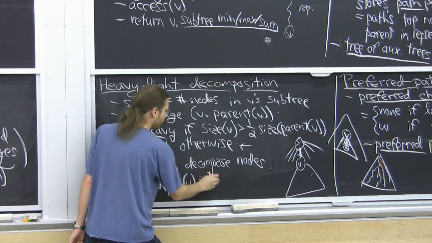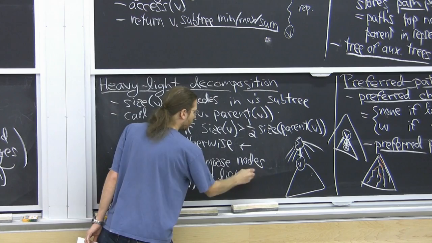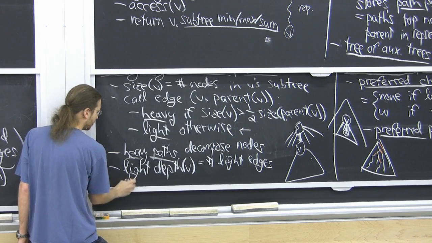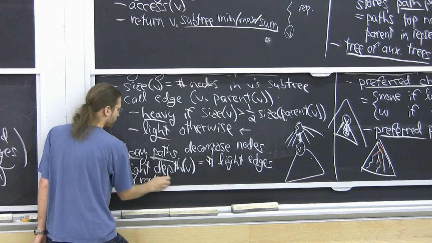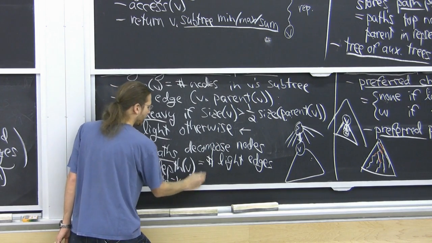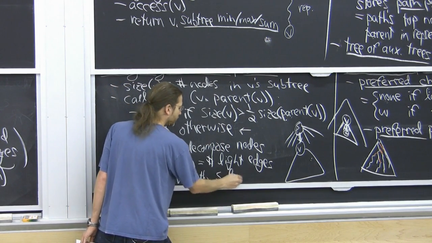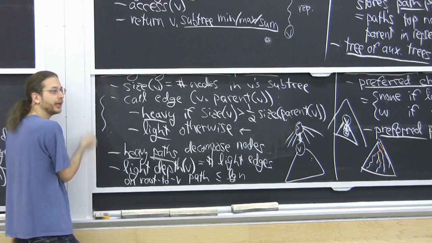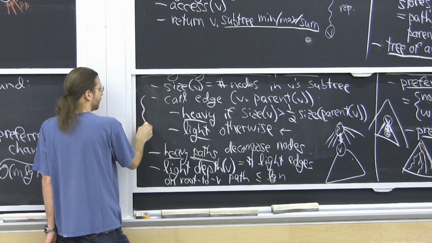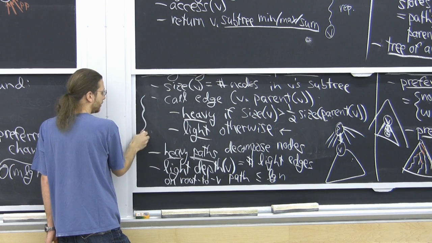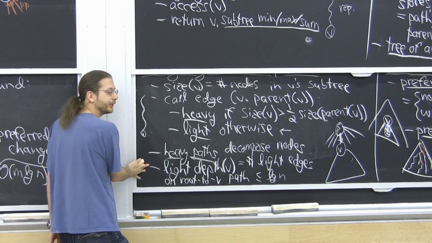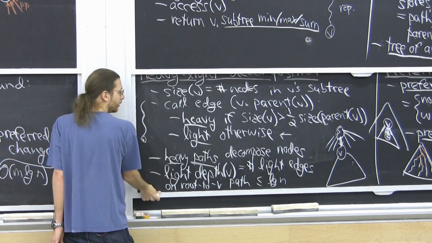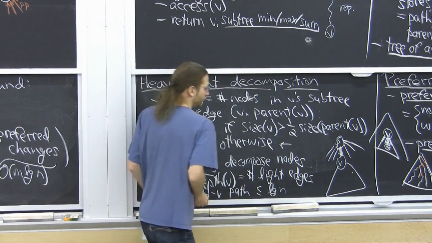This is the number of light edges on the route to V, and it is always at most log n. Now, the number of heavy edges could be huge. Maybe your tree is a path, then every edge is heavy, and you follow n of them to get from the root to V. So we can't bound the number of heavy edges, but the number of light edges we can bound as log n. This is where heavy-light decomposition is useful.